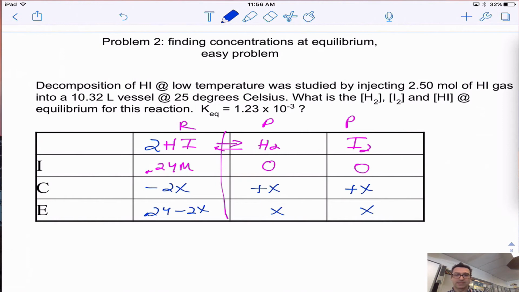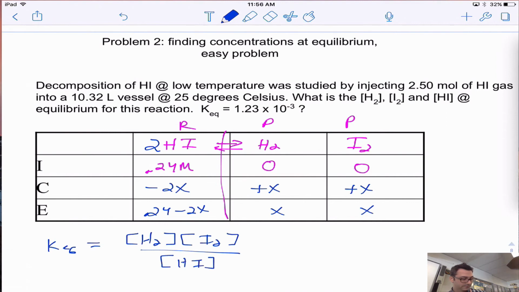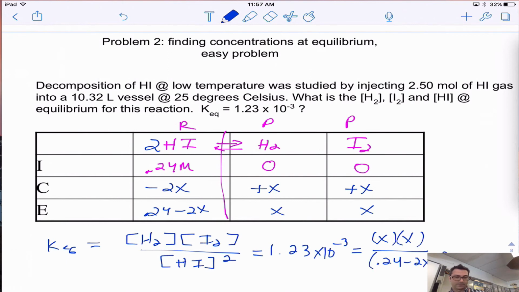I look through the problem, but I don't see anything in there like I saw in the last problem. I need to use the KEQ to solve for it. So when I look at this, my KEQ is equal to my products, H2 times I2, over HI squared. So now if I plug this in, my KEQ is 1.23 times 10 to the negative third. That's equal to x times x over 0.24 minus 2x squared.